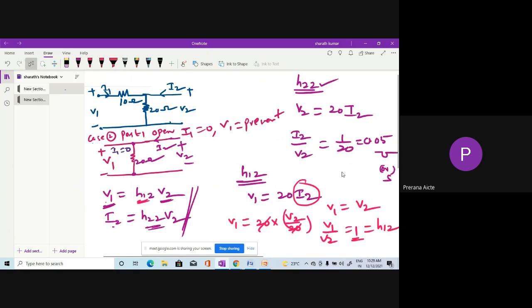So in this way, you are framing your H parameter equations by seeing the four options of your network. You can select any appropriate answer which is there.